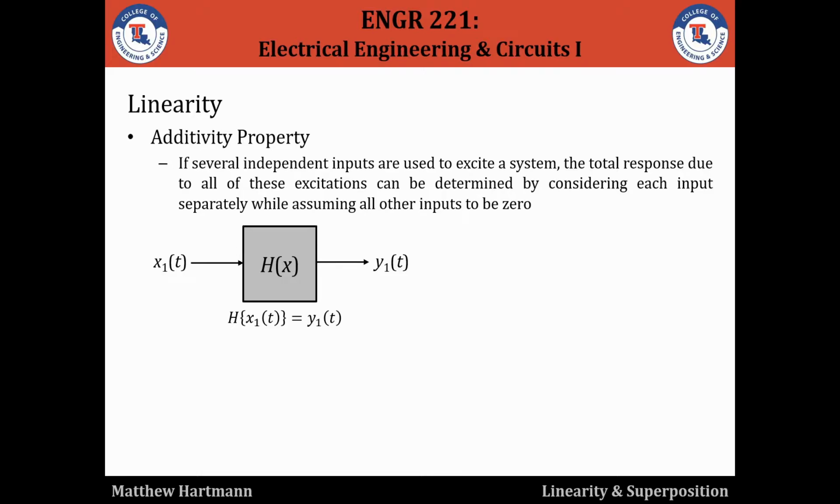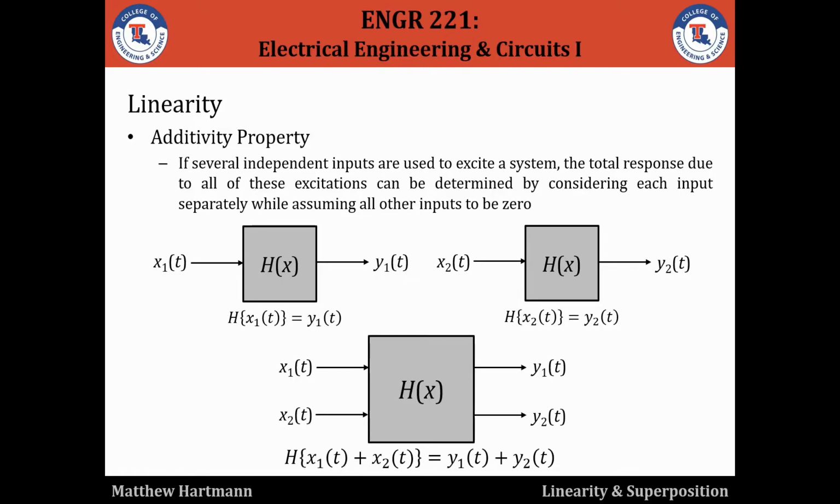Well, if we have a system and we excite it using an input x1, then we should get a corresponding output y1. Similarly, if we excite this same system with an input x2, we should get a corresponding output y2. If the system obeys the additivity property of linearity, if we apply both inputs x1 and x2 simultaneously, then our system output should be the sum of y1 and y2.